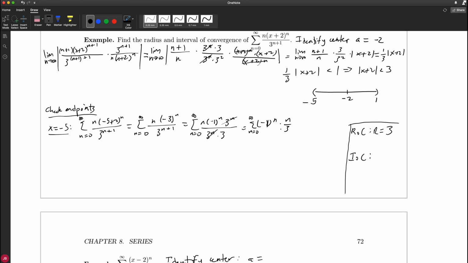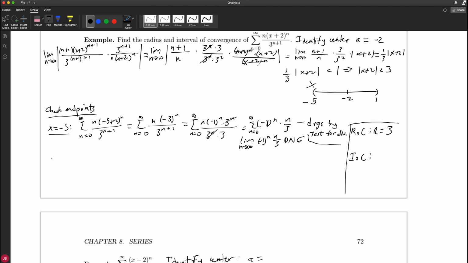You'll notice this is going to diverge. Not only are these numbers getting arbitrarily large, n over 3 as n becomes large, you'll notice that the limit as n goes to infinity of this sum doesn't even exist. And so this must diverge by the test for divergence. Okay, so I get an x here.